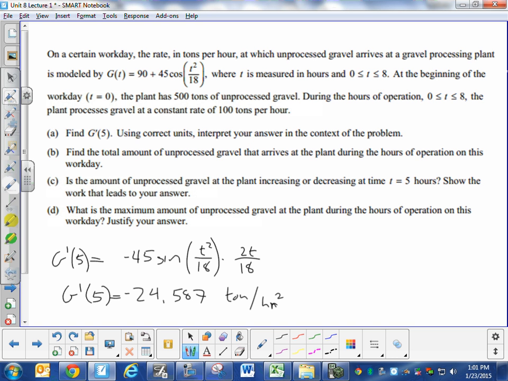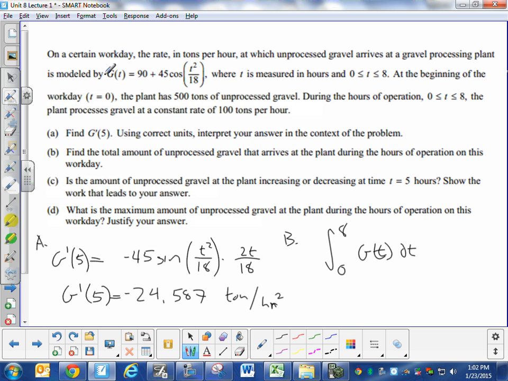Part B, how would you find part B? Find the total amount of unprocessed gravel that arrives at the plant during the hours of operation on the workday. Same thing as the first part we did. Exactly. It would just be the change from 0 to 8 of g of t, or the area under g of t.